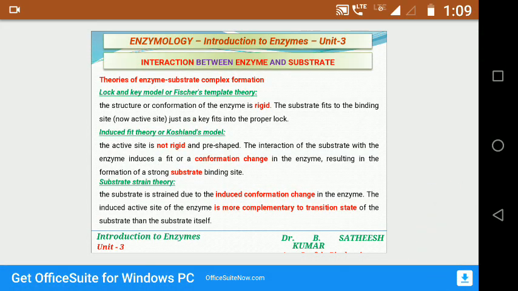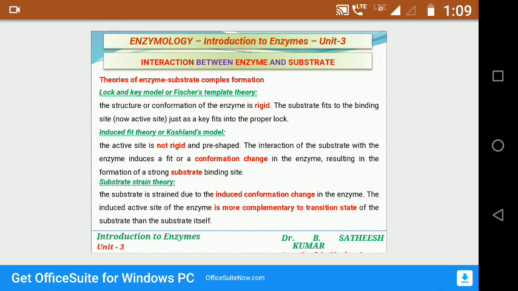So according to this lock and key model, the structure or conformation of the enzyme is rigid. Rigid means already pre-shaped. That is not a dynamic structure. We cannot bend or move the amino acids which are forming the active site. So there is no movement at all in the active site. There is no conformational change of that active site structure. Completely rigid like a metal.